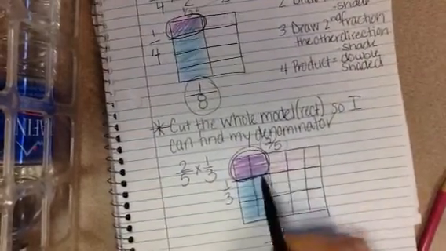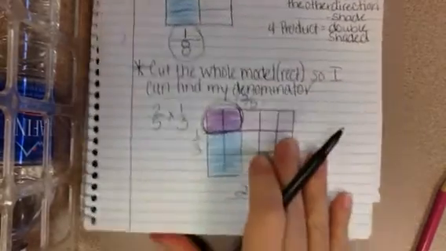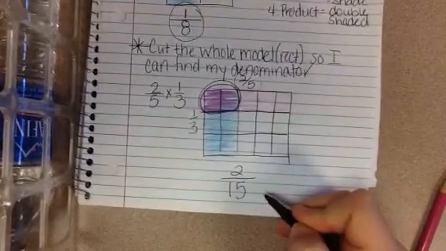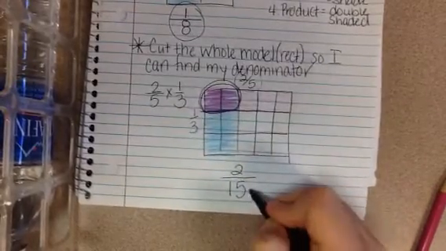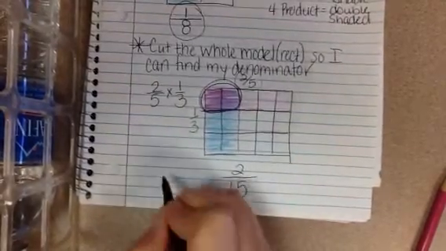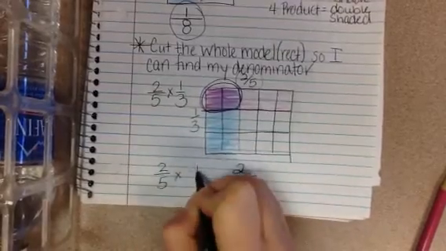How many total do I have in my box now? 5, 10, 15. I had 15 total in my box. Can 2/15 be simplified? This is odd, this is even, 2 cannot go into this. So I'm going to write a problem. 2/5 times 1/3.